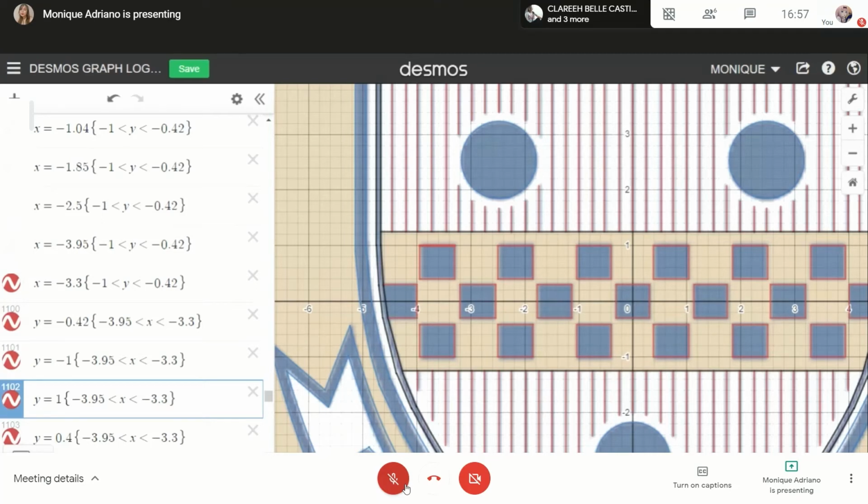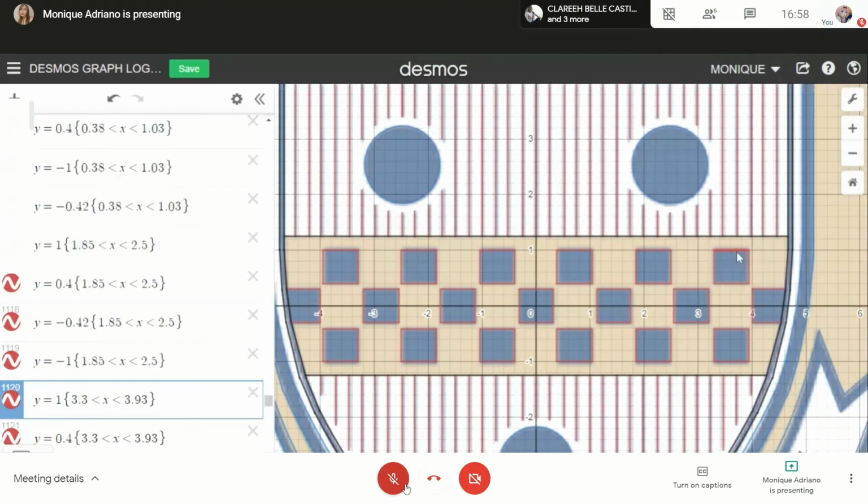So, the equation of that is y equals 1. Then the limitation is x is greater than negative 3.95 but less than negative 3.3. On the other side, to mirror it, you change the sign, so it becomes y equals 1. Then the limitation is x is greater than 3.3 but less than 3.93.